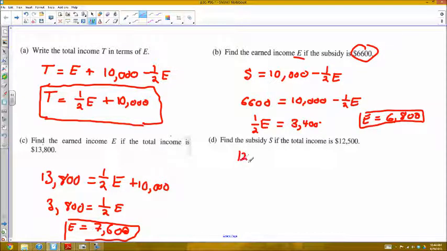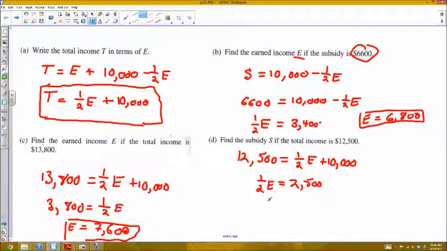So that'll be $12,500 is my total income, which is replacing the T in this equation. So equal 1/2 my earned income plus 10,000, which tells me that 1/2 my earned income, when I subtract 10,000 from both sides, will be 2,500. So that earned income is $5,000.